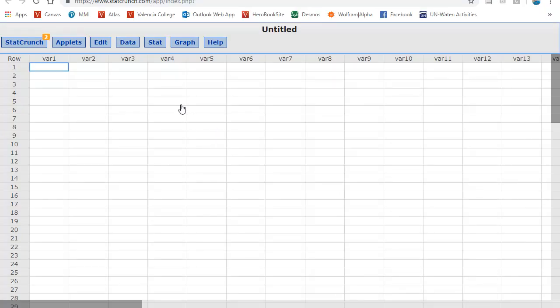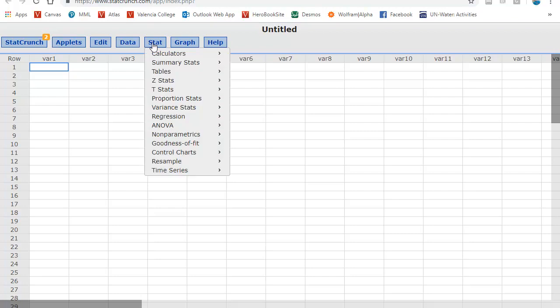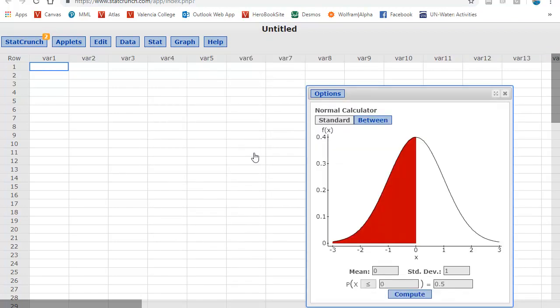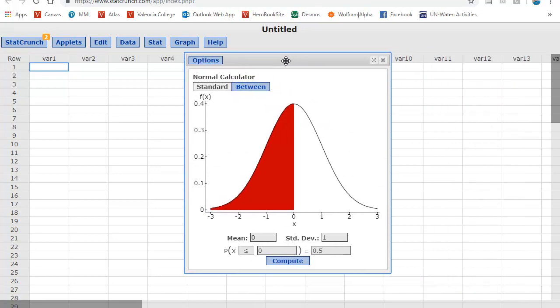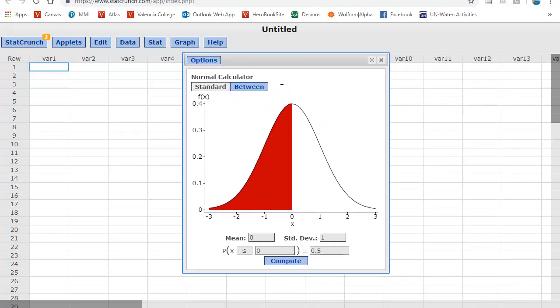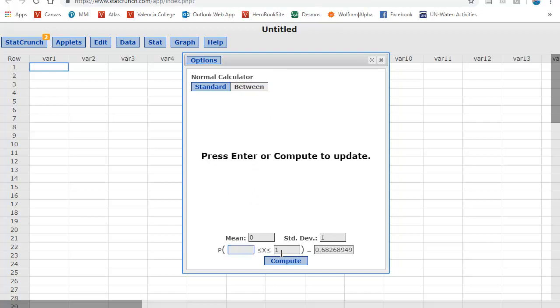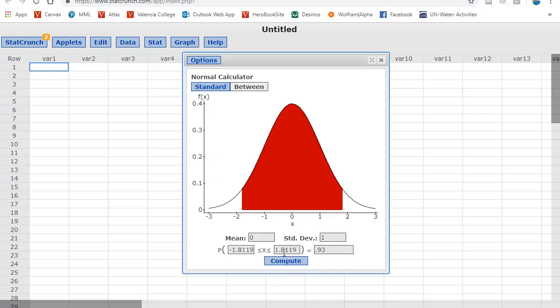So the way that I'm going to look that up is I'm going to come into StatCrunch. I'm going to go to Stat, to my calculator Stat, and down to Normal. So in this case, I want 93% between two z-scores. So I'm going to choose the between option. I'm going to leave these blank because I'm looking for a z-score, mean and standard deviation should be 0 and 1, and I wanted 93% confidence. So when I compute, there's my positive and negative z-score for my critical value.